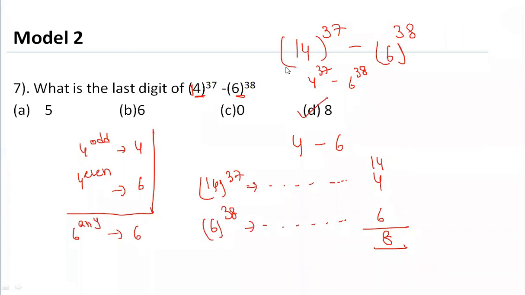Don't look for a negative value, guys. 4 minus 6 means minus 2 is not there. It's not only for that place we are doing a subtraction. For the entire number, the complete 14 power 37, we are doing subtraction. It's not 4 power 37, guys. It's 14 power 37 minus 6 power 38. So, got the logic of the question?